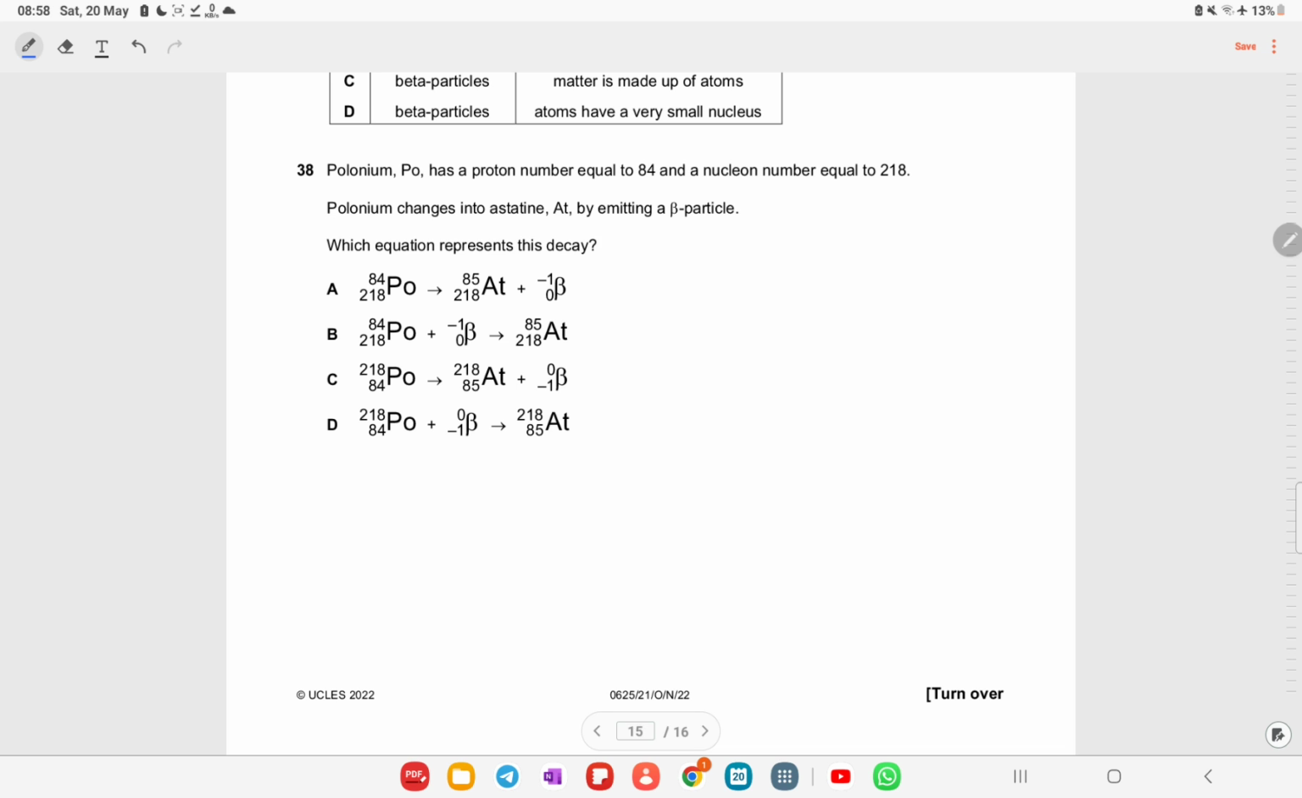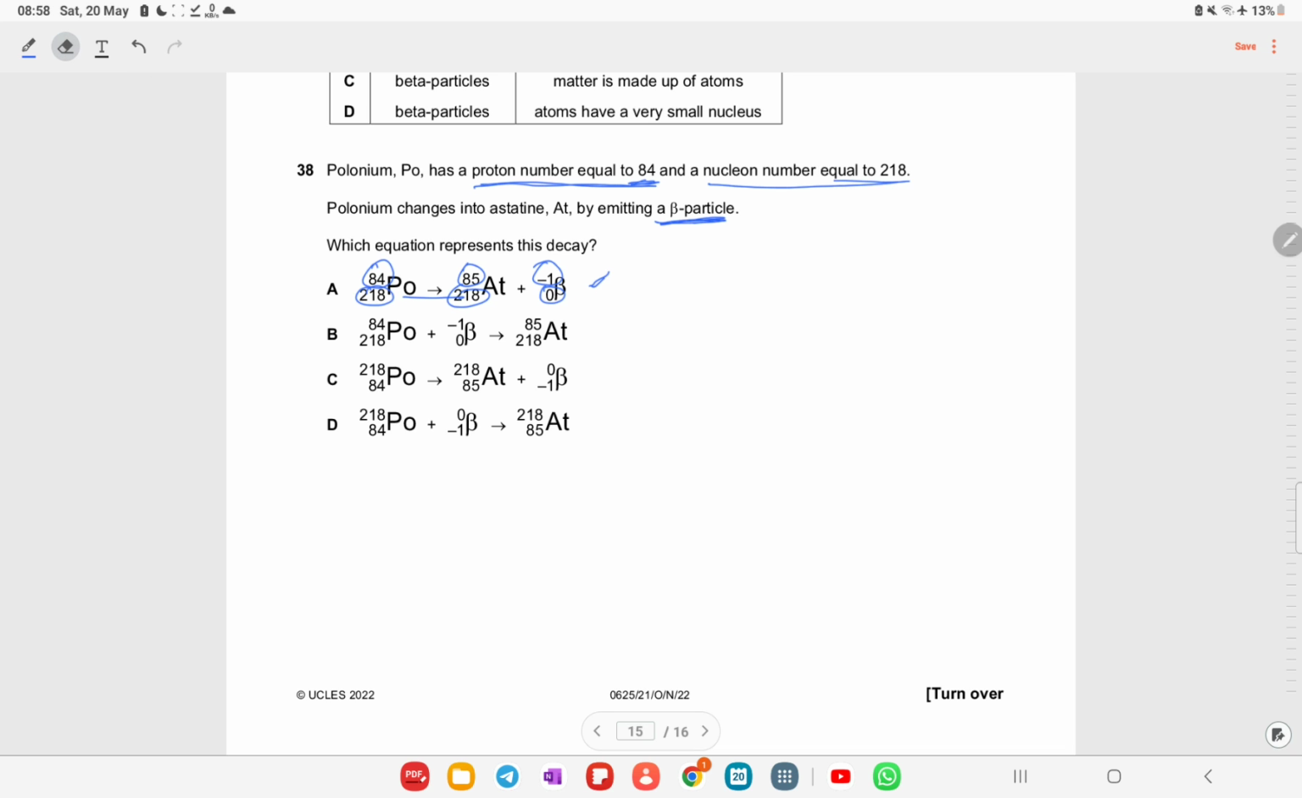Polonium, Po, has a proton number of 84. This is the proton number, and the nucleon number is 212. Polonium changes into this product by emitting beta particles. Which equation is right? For this question, you see that the beta particle is this. It can be possibility 84, because I am comparing these numbers with those numbers. Let me check.